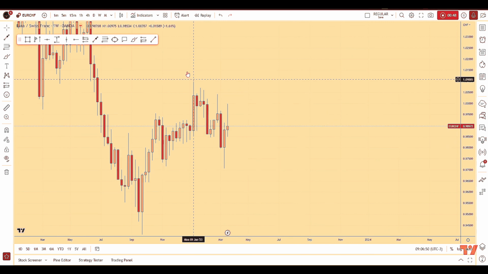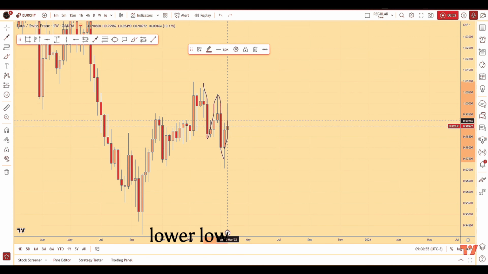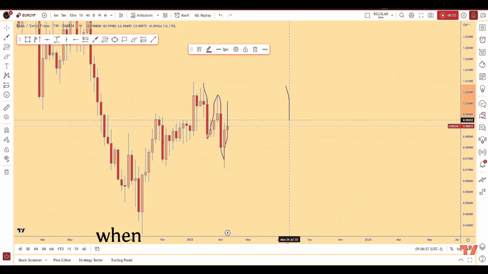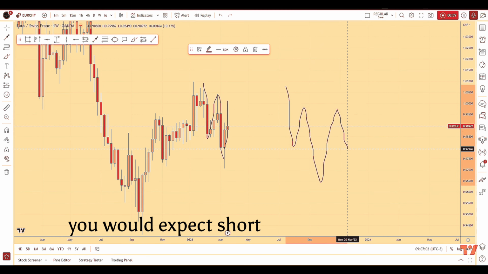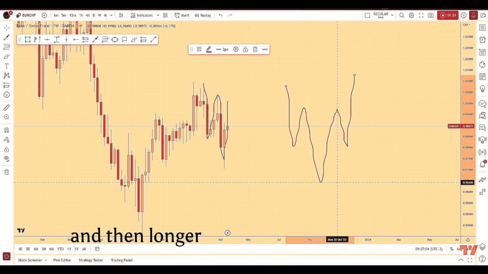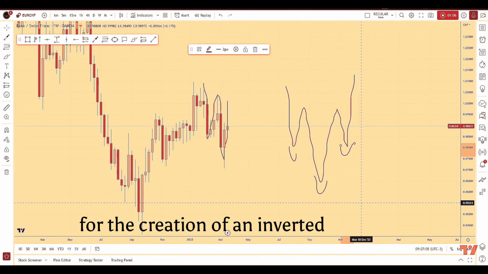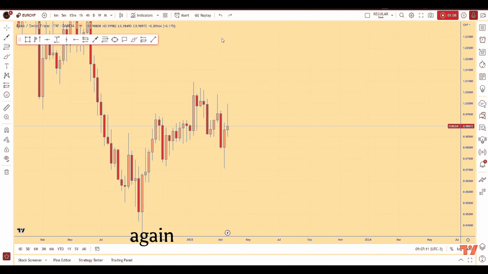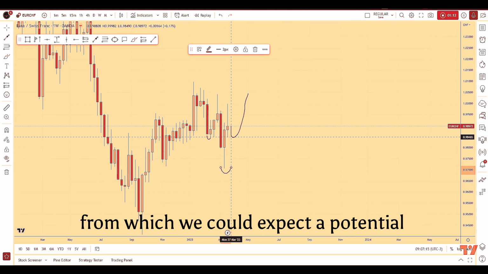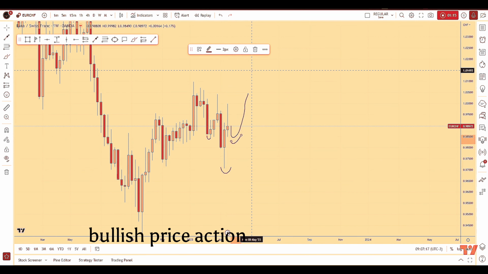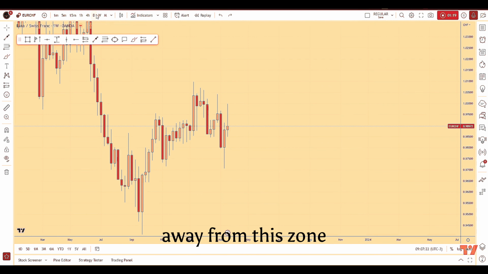Now, here in the weekly, if we follow the natural movement of the market, we had an impulse correction, lower low and equal high. Now, in general, when you see an impulse correction, lower low and equal high, after that you would expect short-term bearish price action and then longer-term bullish continuation, essentially for the creation of an inverted head and shoulders. So again, since we are currently at the right shoulder area, from which we could expect a potential rejection to the upside, bullish price action could be expected, also from a weekly perspective, away from this zone.